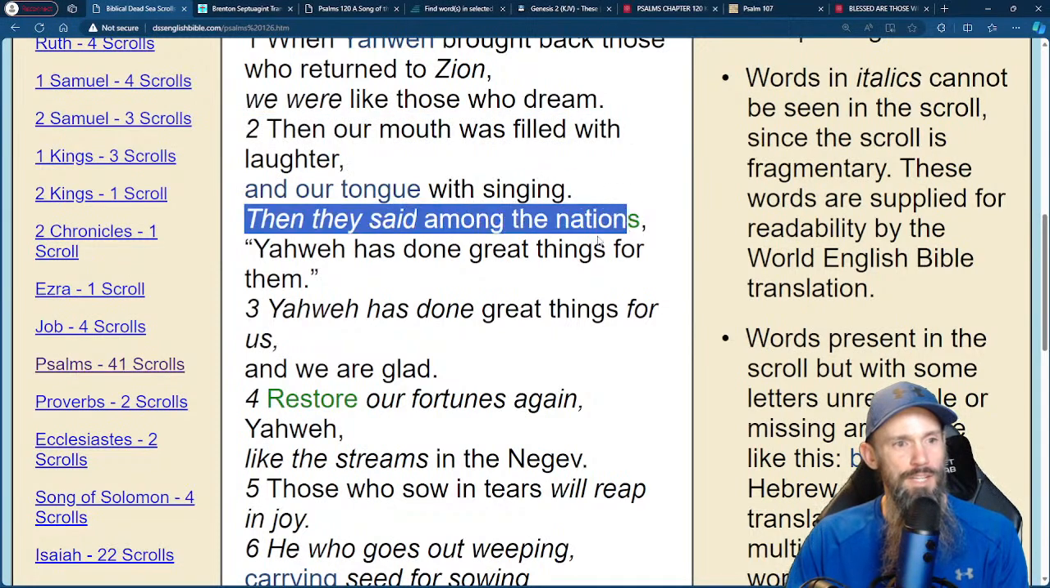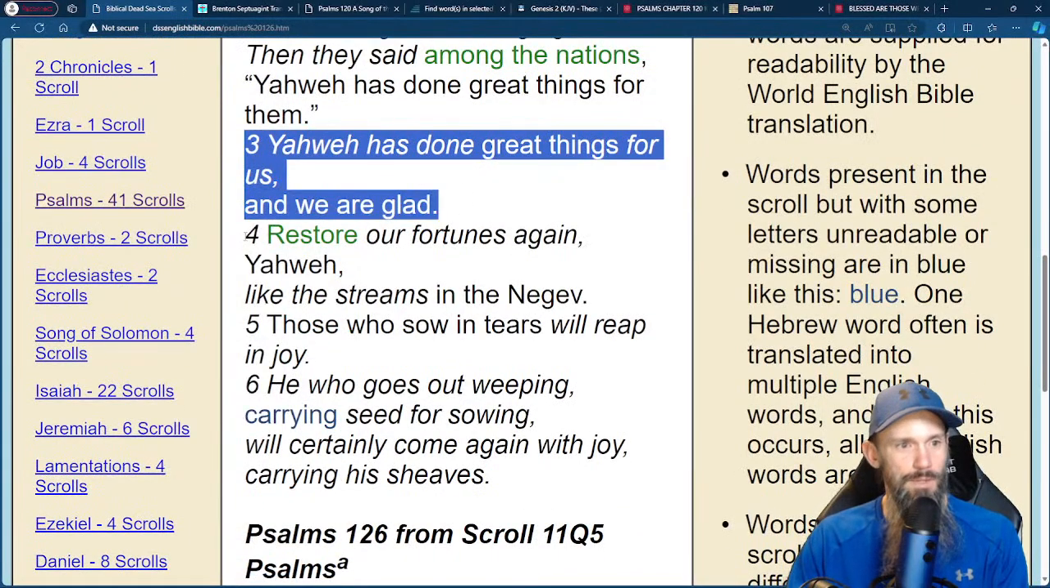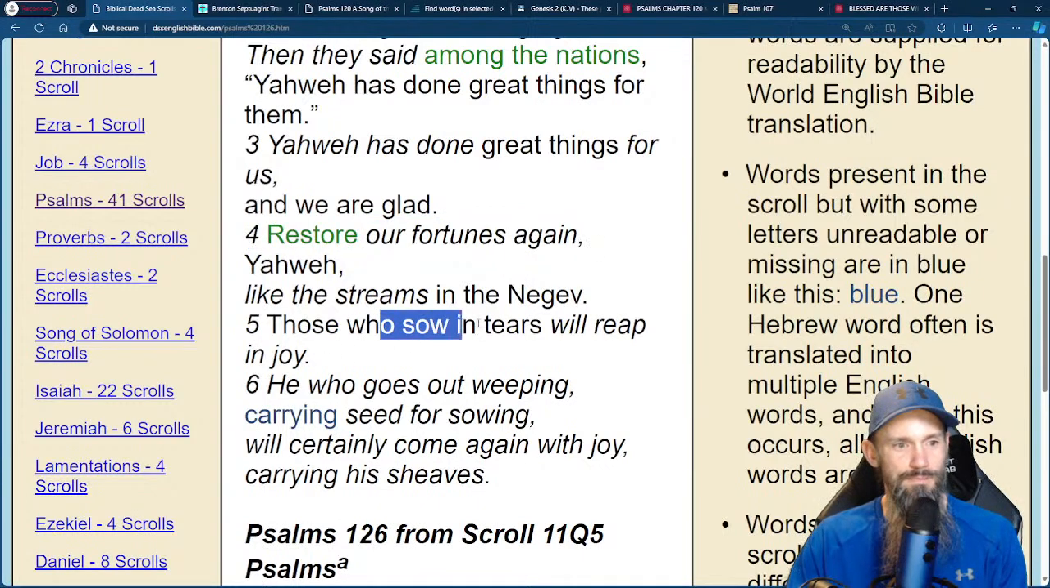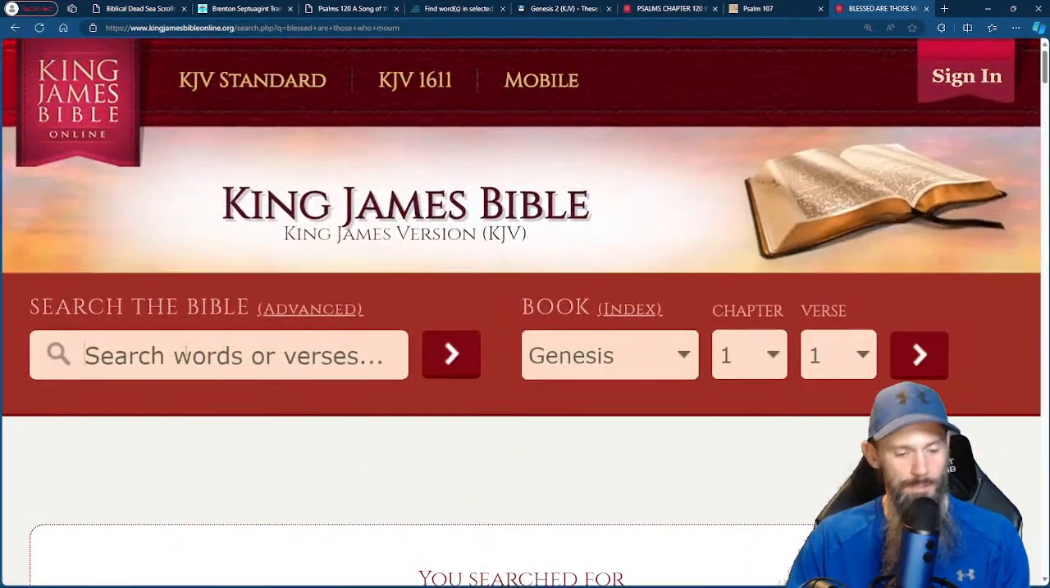Then they said among the nations, Yahuwah has done great things for them. Yahuwah has done great things for us, and we are glad. Restore our fortunes again. Second Exodus, regathering of Israel. Yahuwah like the streams in the Negev. Those who sow in tears will reap in joy. Oh, that reminds me of something there.